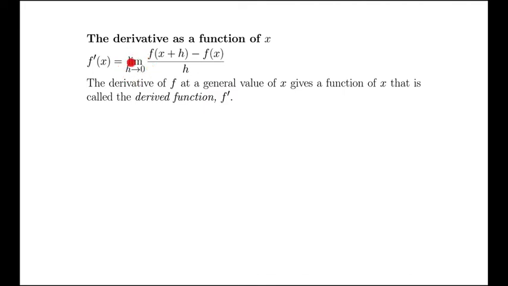We take the limit of that as h goes to 0 to get the instantaneous slope of the function at x. What we come up with is a new function called f prime of x. F prime is called the derived function. Let's see how this works on an example.